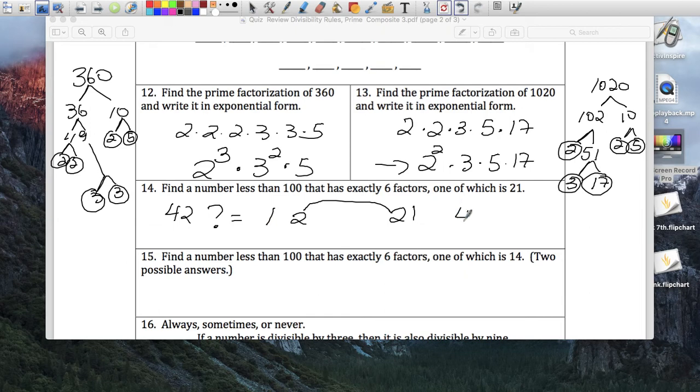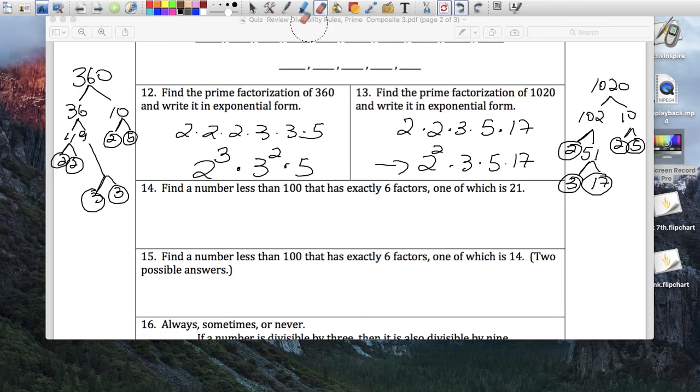So 1 and 42, I can add that now. Is there anything else that multiplies to give you 42? Yes, there is: 6 and 7. I have 1, 2, 3, 4, 5, 6. Oh, that was easy. Just make sure that 42 has no other factors, because if it does, then this is not the correct answer. 1, 2, 3. Oh, there is a 3. 3 and 14. So my answer is incorrect. This 42 is not the answer I'm looking for, because it now has 8 factors. Oopsie.